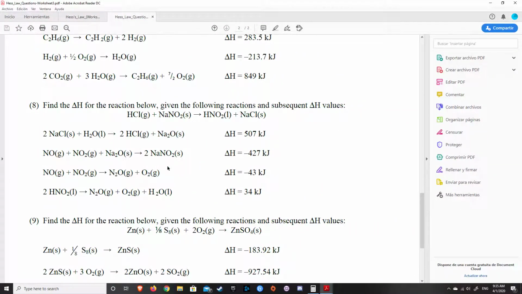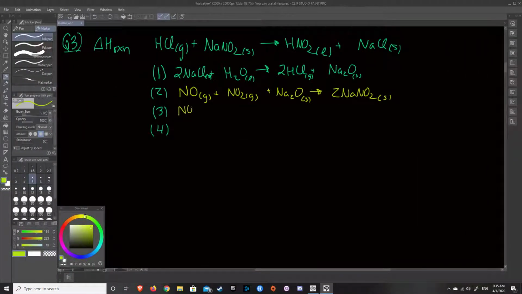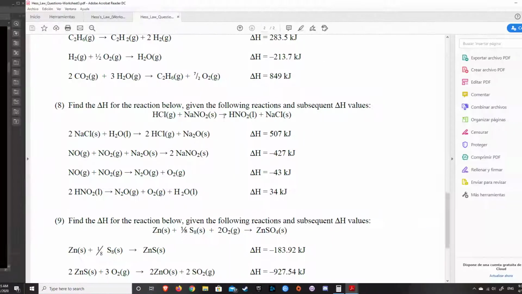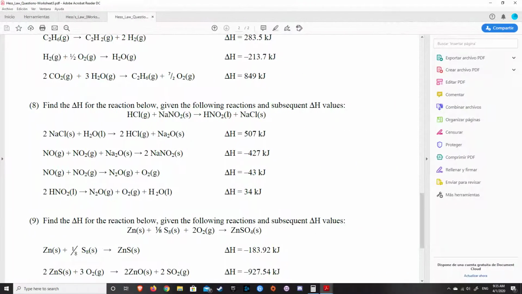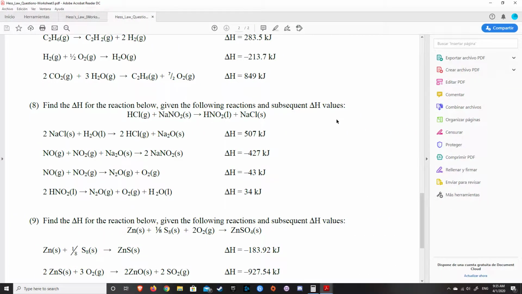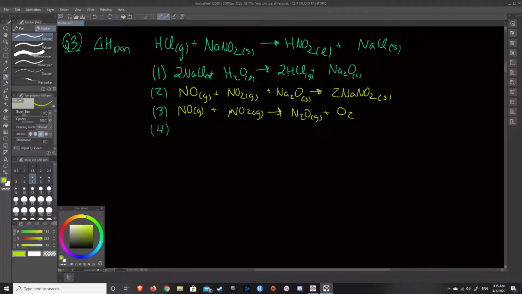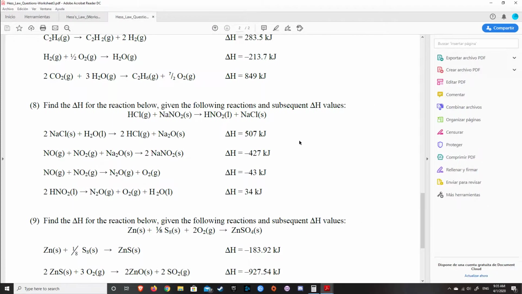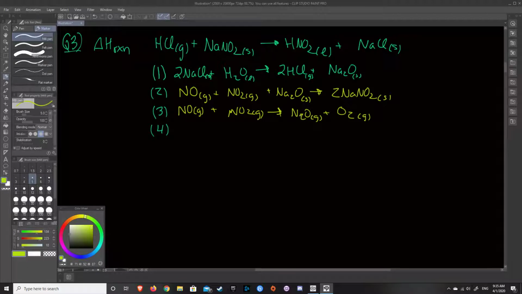So okay, the next one, NO gas plus NO2 gas. Sorry, I thought I was writing down the same equation again. NO2 gas reacts to form N2O plus O2. So that's gas, gas, gas, gas. N2O, good. Just making sure I wrote that down properly. N2O. It looks even less like a 2 now.